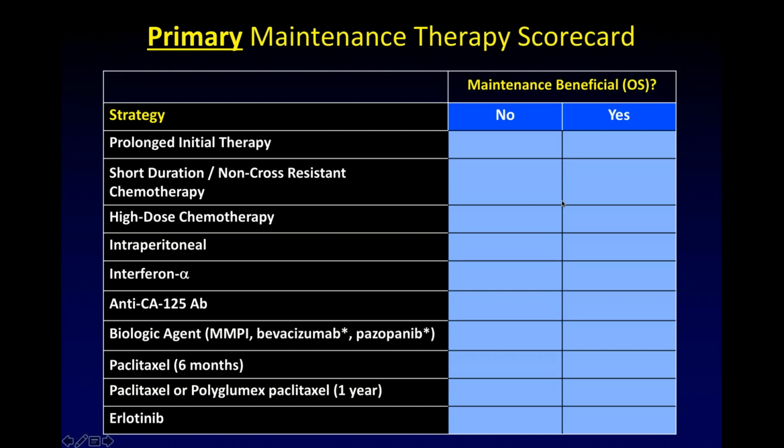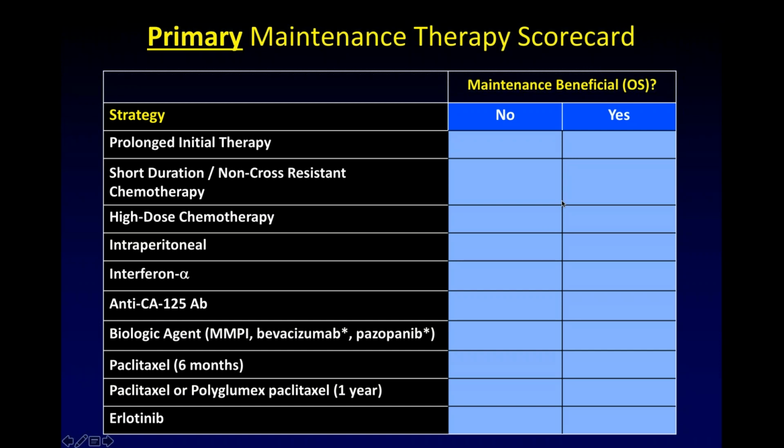We looked at intraperitoneal chemotherapy. We looked at interferon, which is an immunotherapy. We looked at vaccines and antibodies against CA125. We looked at other biological agents that target different factors of the tumor microenvironment, like bevacizumab, a drug that you may know as Avastin.